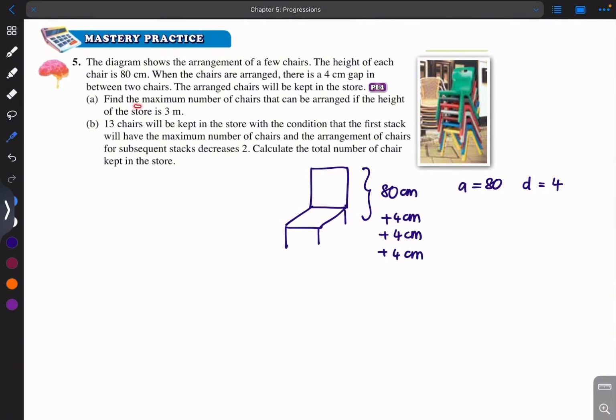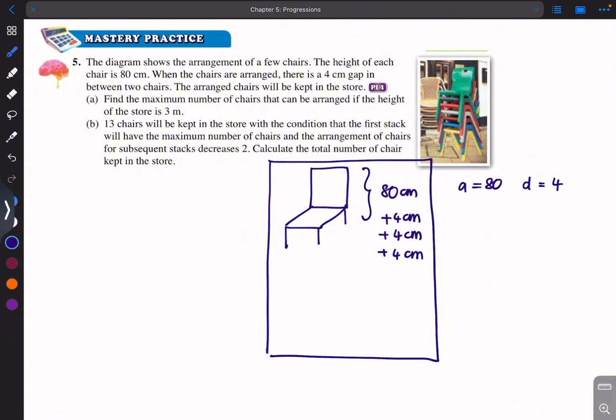A. Find the maximum number of chairs that can be arranged if the height of the store is 3 meters. Okay. So the store is 3 meters, which is also 300 cm. We need to find how many chairs we can stack. So here we have to do Tn is less than or equal to 300 cm. Only then can it fit within this 300 cm store.